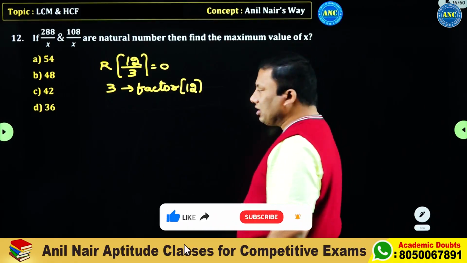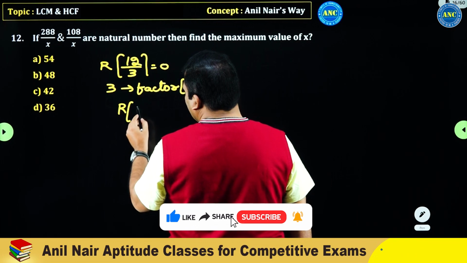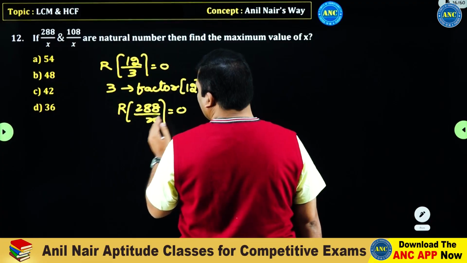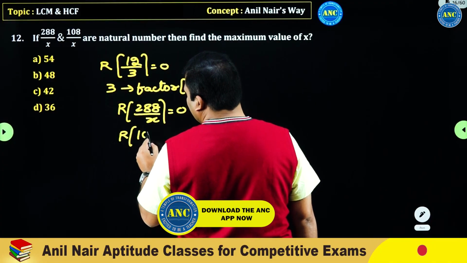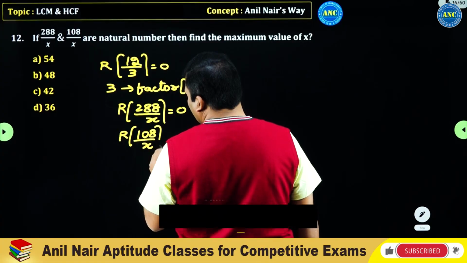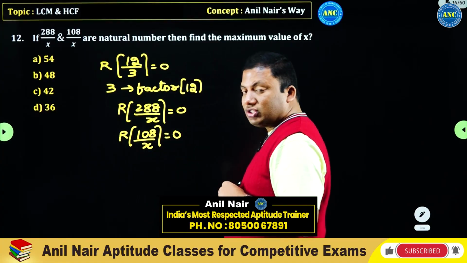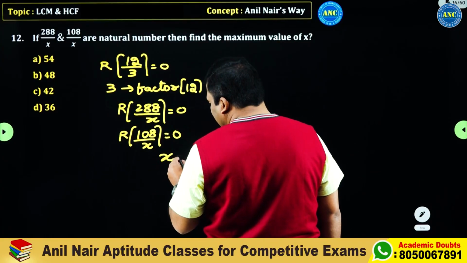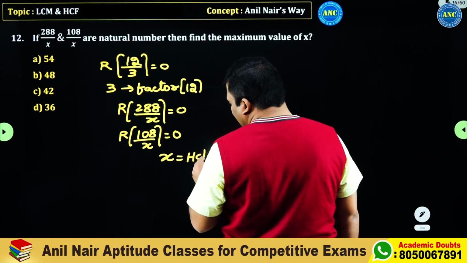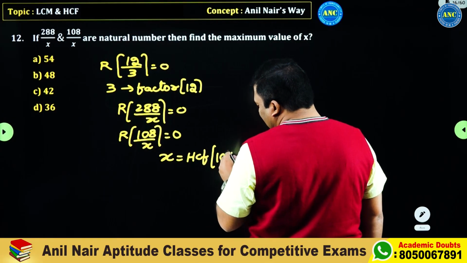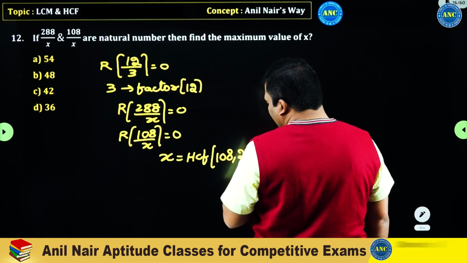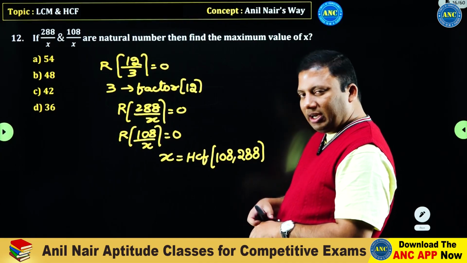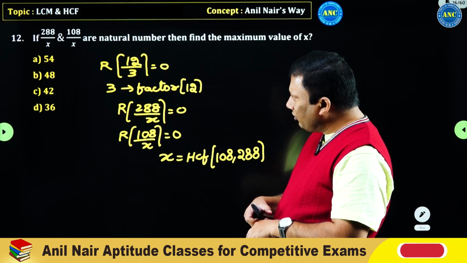Similarly, here, what is the question? 288 is perfectly divided by x, remainder 0, and 108 divided by x, remainder 0. That means in both the cases, x should be a factor of 108 and 288. Since it is a maximum value, the answer has to be HCF of 108 and 288. X is the HCF of 108 and 288.